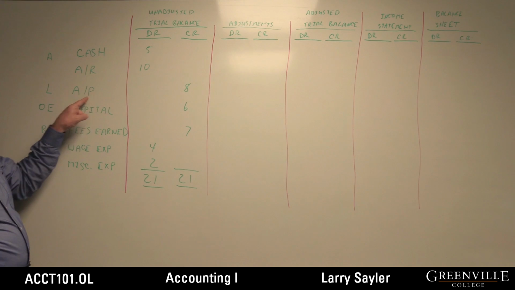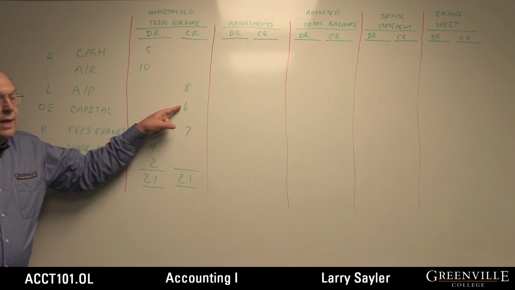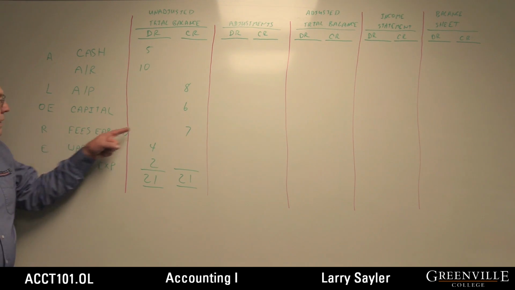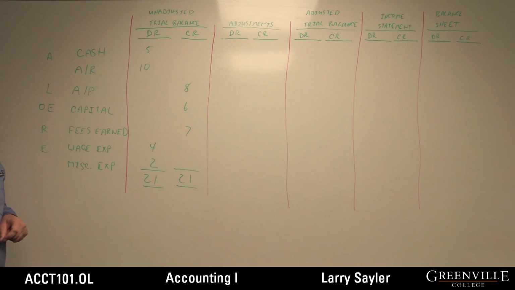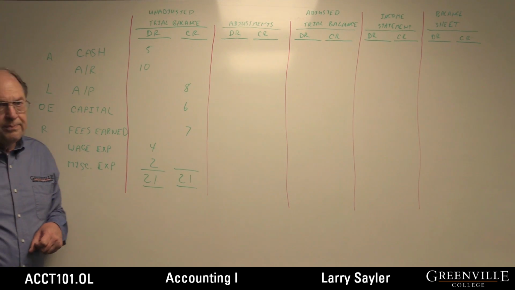The liability accounts payable is an $8,000 credit. The owner's equity, I just had one owner's equity account. Capital was $6,000. Fees earned is the revenue account, $7,000. And I have wage expense and miscellaneous expense.